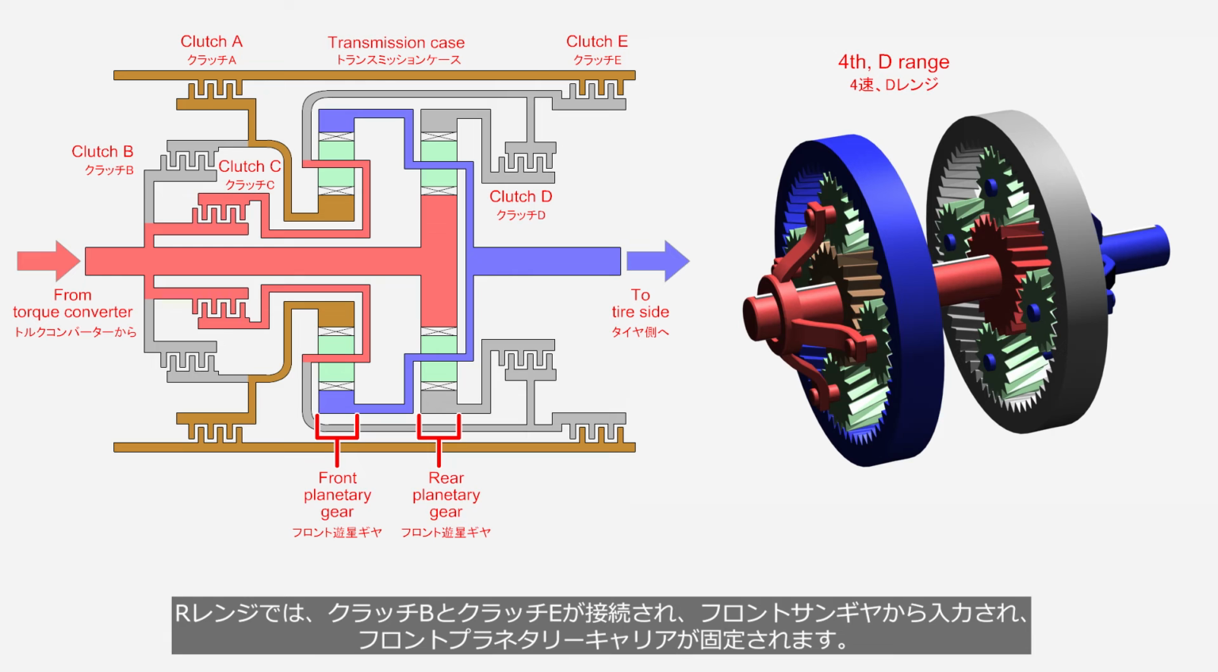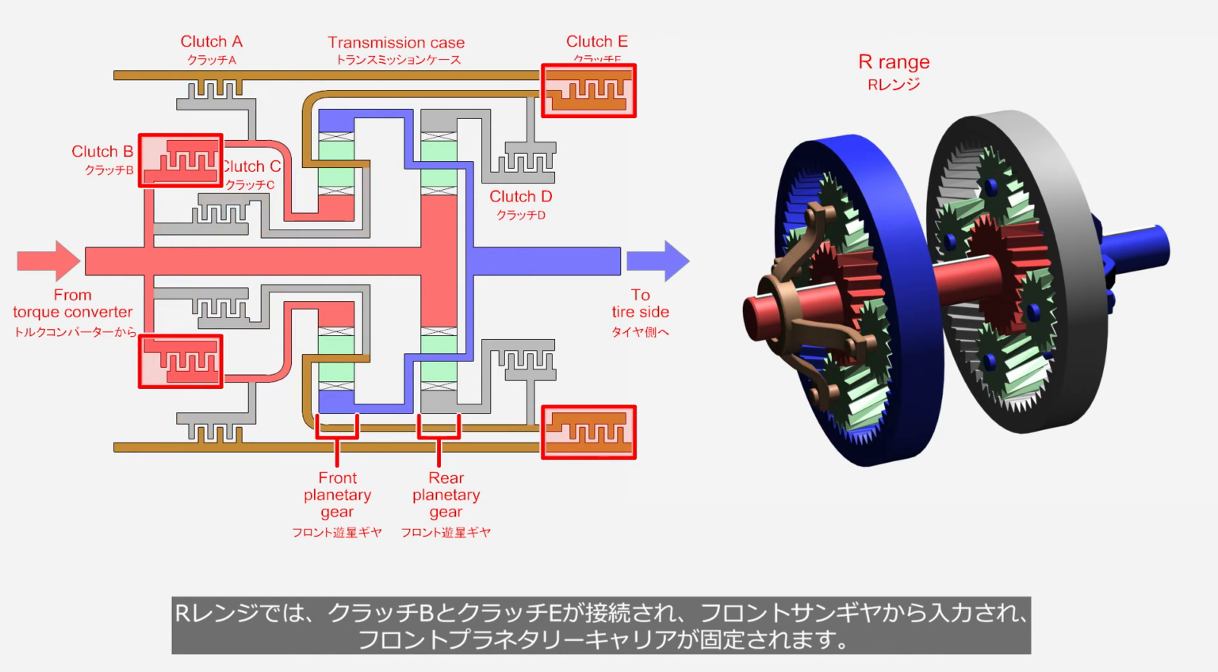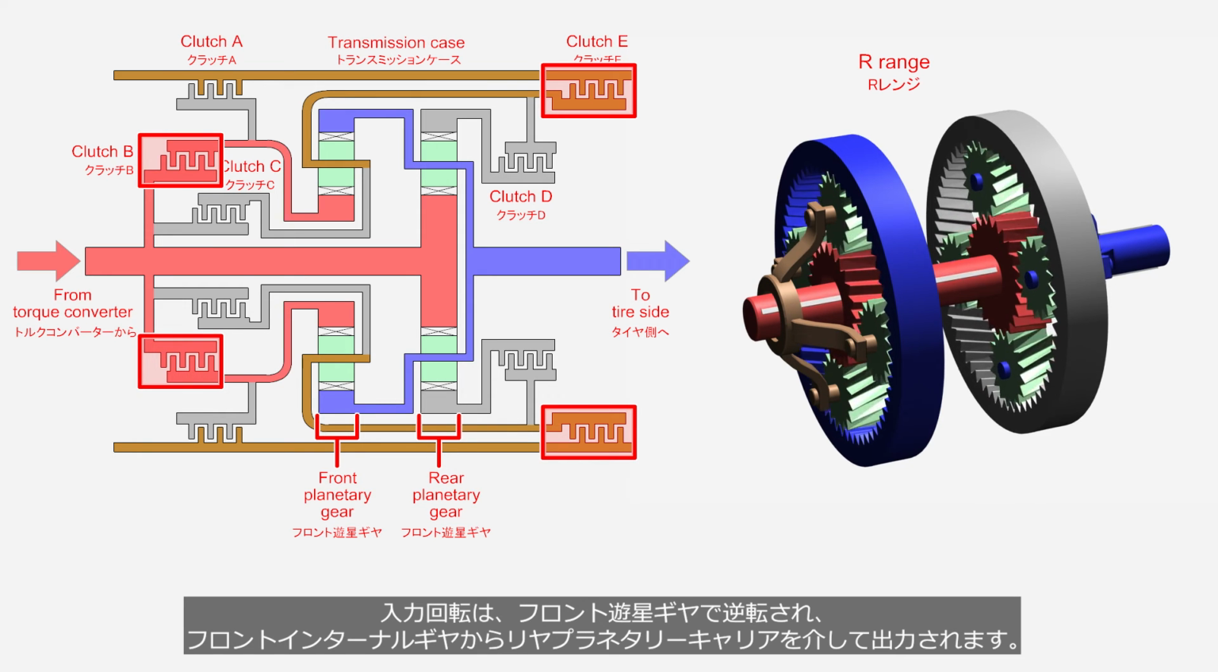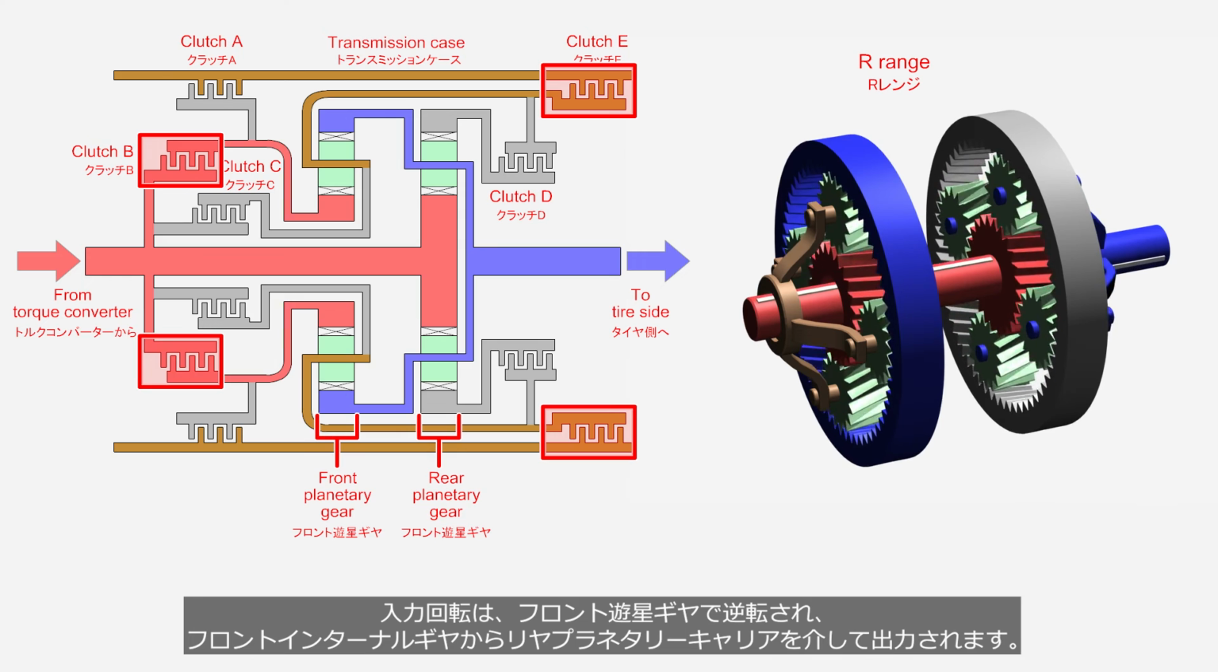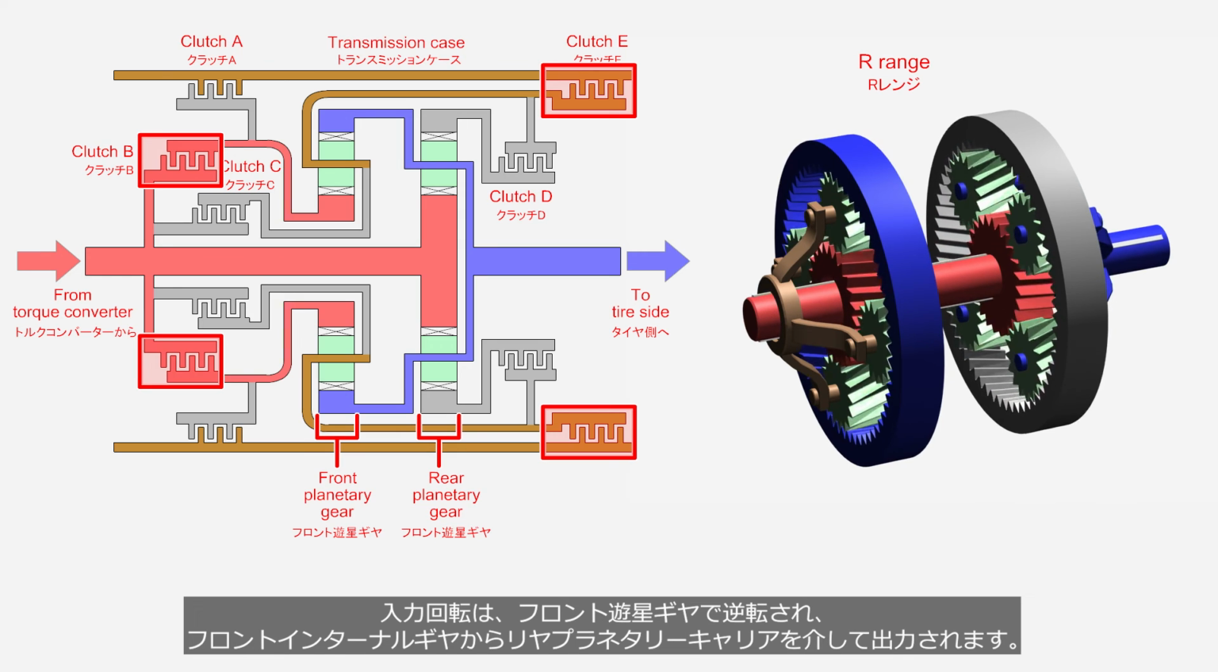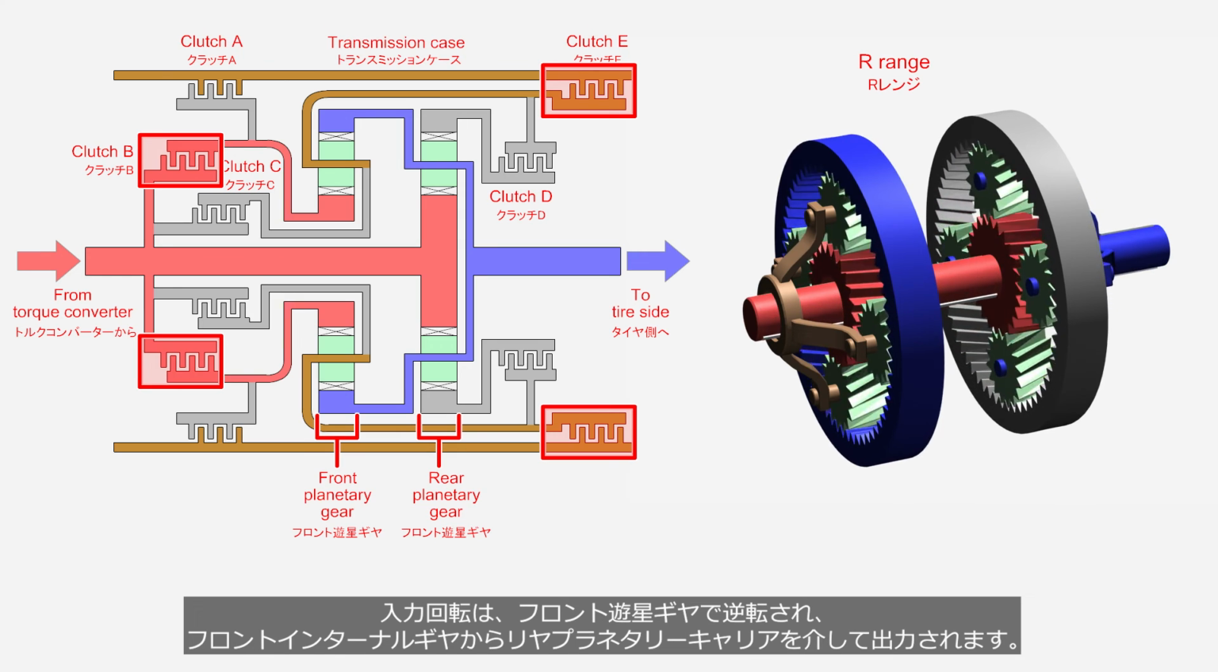In the R range, clutch B and clutch E are engaged. The rotation inputs to the front sun gear, and the front planetary carrier is locked. The input rotation is reversed by the front planetary gear, and then output from the front internal gear through the rear planetary carrier.